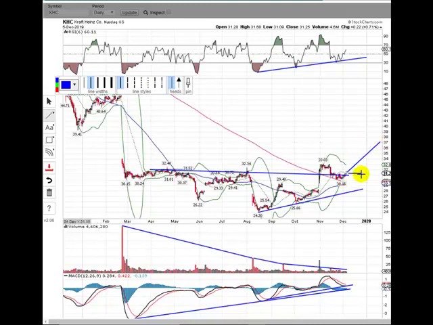Could we go sideways and then up? Sure. Could we pull back a good bit and then up? Yep. Could we go back even a little deeper? I doubt it, but could, and then up. But these are the type scenarios that I'm looking to see happen.